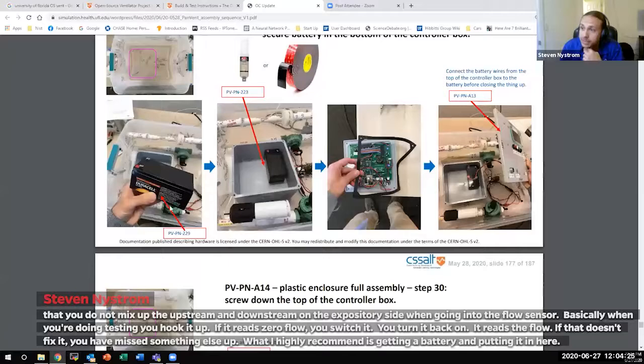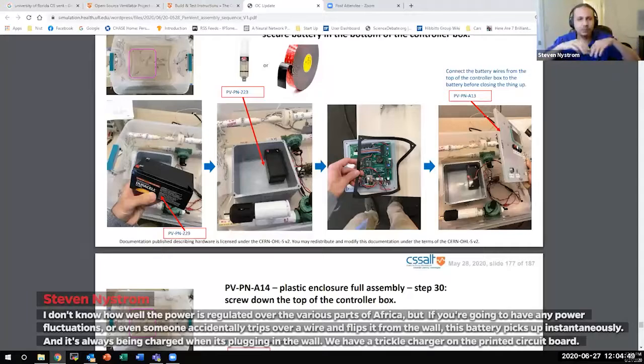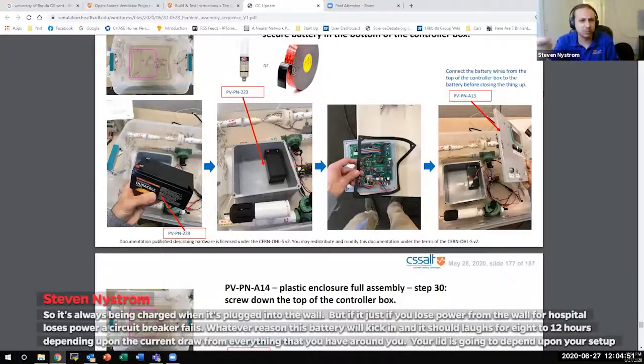What I highly recommend is getting a battery and putting it in here. I don't know how well the power is regulated over in the various parts of Africa, but if you're going to have any power fluctuations, or even someone accidentally trips over a wire and unplugs it from the wall, this battery picks up instantaneously, and it's always being charged when it's plugged into the wall. We have a trickle charger on the printed circuit board. But if you lose power from the wall, if the hospital loses power, if a circuit breaker fails, whatever reason, this battery will kick in, and it should last for 8 to 12 hours, depending upon the current draw from everything that you have around you.